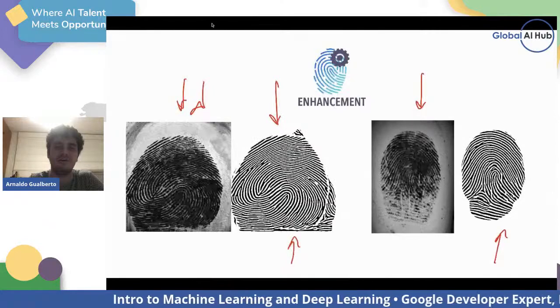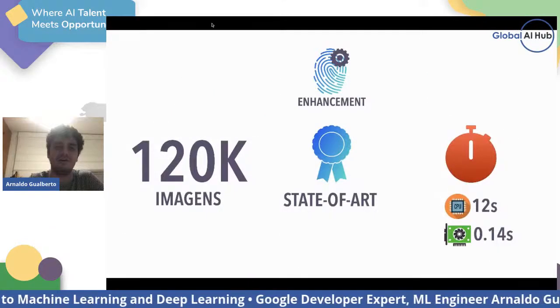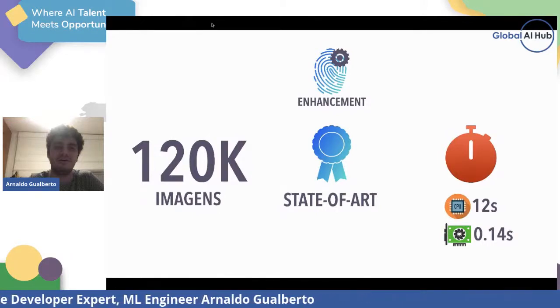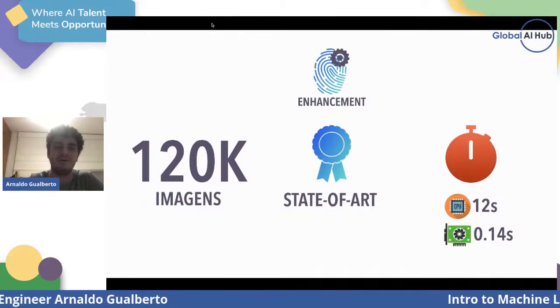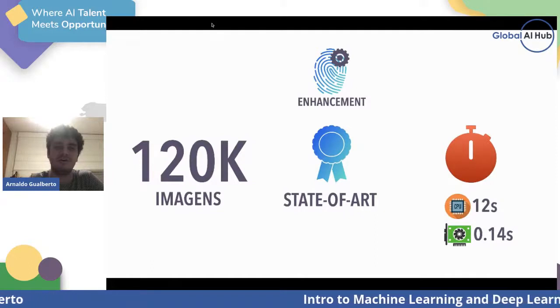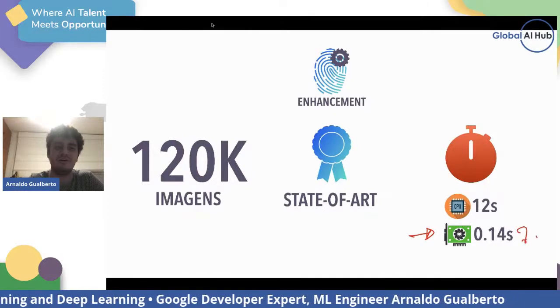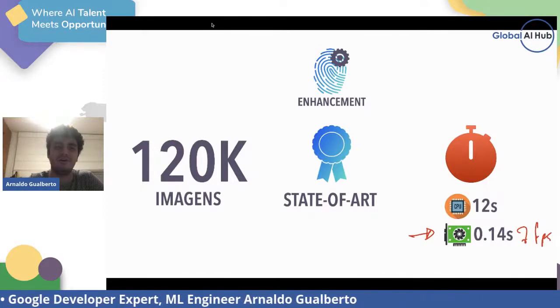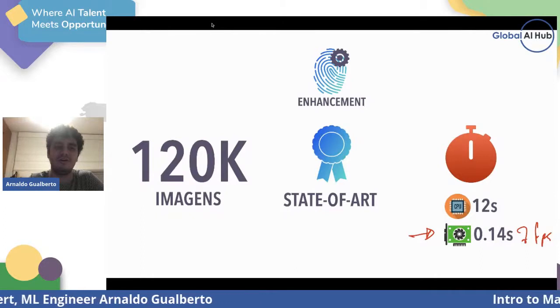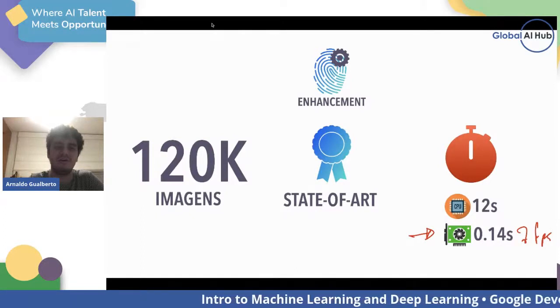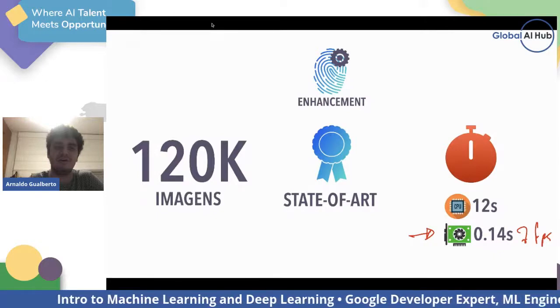So we trained a model for that, and we had 120,000 images. We achieved state-of-the-art results. We published a paper about our method, but on GPU it was working at about 7 frames per second, while on CPU it took 12 seconds. So we never deployed that model, but we achieved very good results, and that's great.